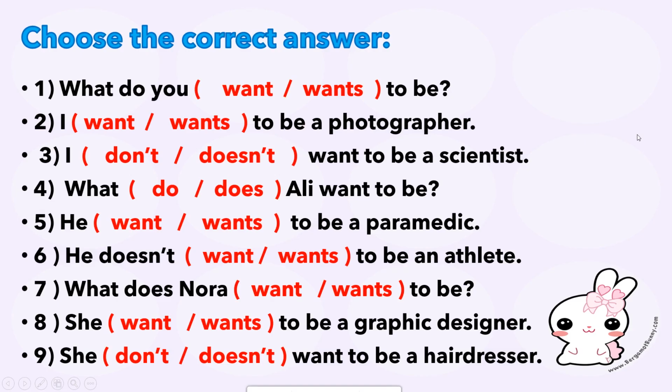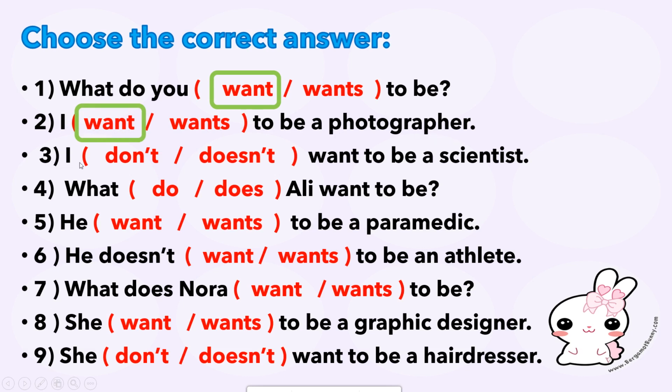Now, choose the correct answer. What do you want or wants? It's a question. We don't add S to the question. So the right answer is want. What do you want to be? Also, it's you. We don't add S when we have the pronoun you. Number 2, I want or wants to be a photographer. It's I. We don't add S with an I, so it's want. I want to be a photographer.